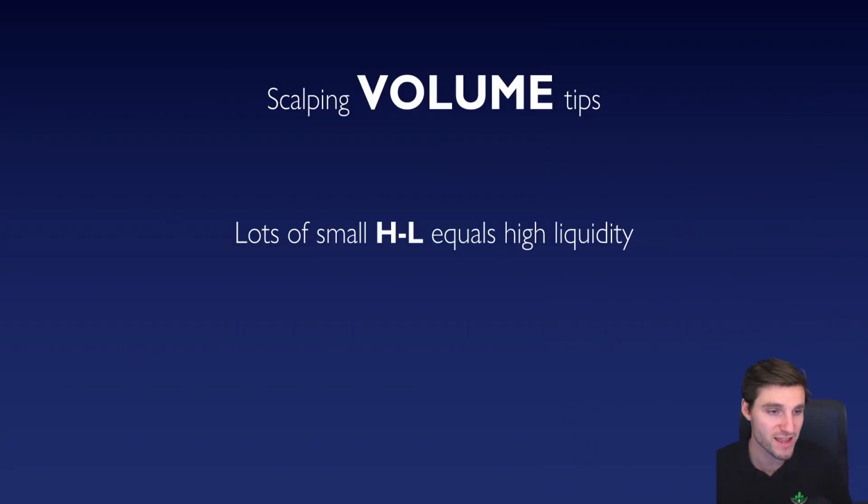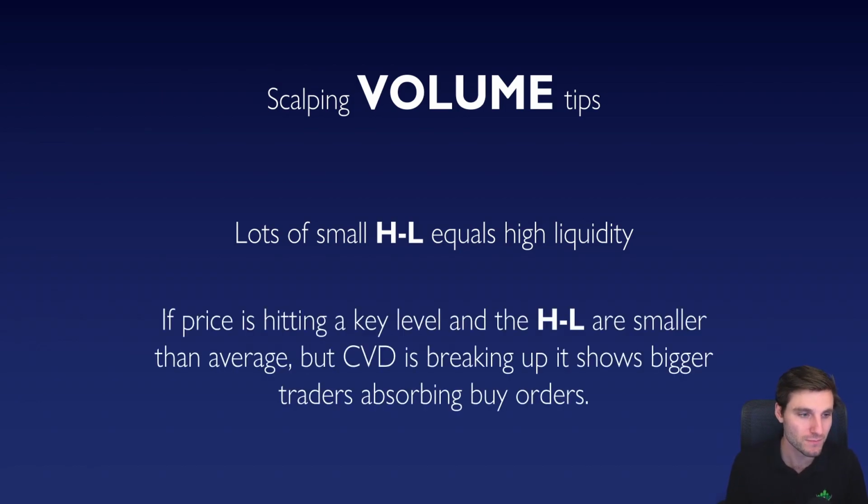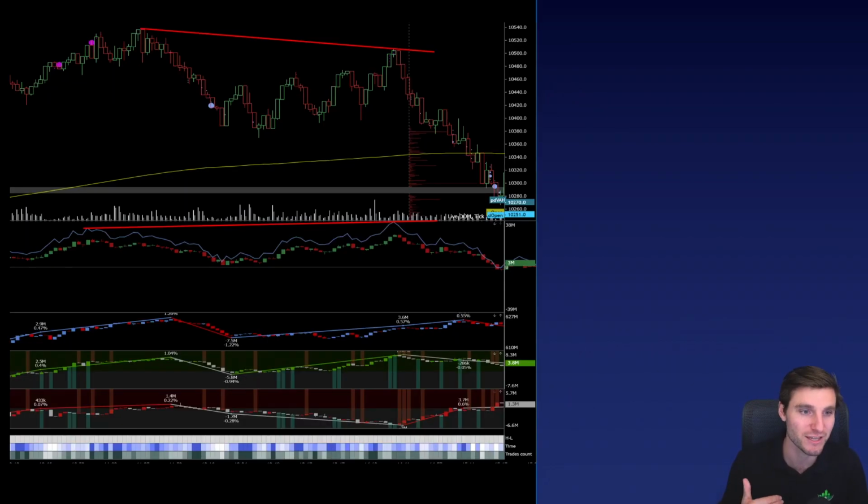So the inverse of this is obviously lots of small HL candles equals high liquidity. So if price is hitting a key level, and this can be any level, and the higher lows are smaller than average, but the CVD is breaking up, it shows bigger traders absorbing buy or sell orders, obviously, depending on where it's located. This is a really, really nice example.